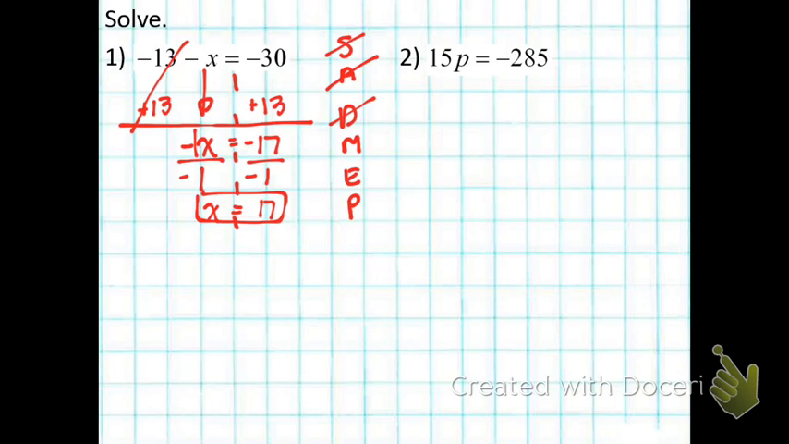Students are still watching. Continuing. Number 2, draw a line here so it divides it a little bit. Number 2, 15p equals negative 285. We know we're going to look at the p here, and the number that's next to it is being multiplied to it. It's like an imaginary multiply sign. So we're going to put down a fence first, which is just a dashed line down the center. Then we're going to write SADMEP on the side.